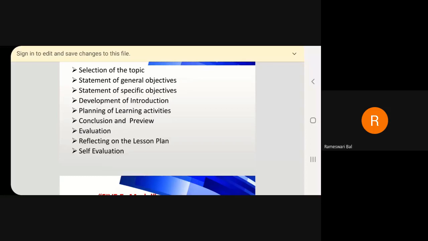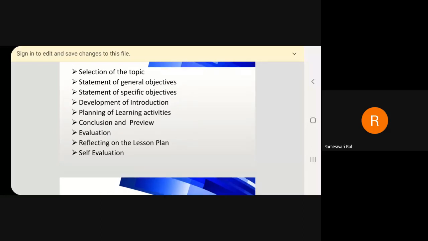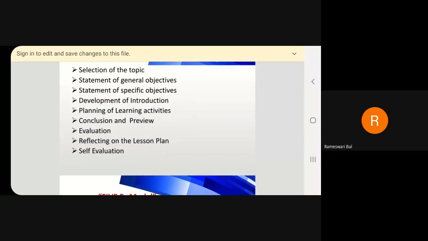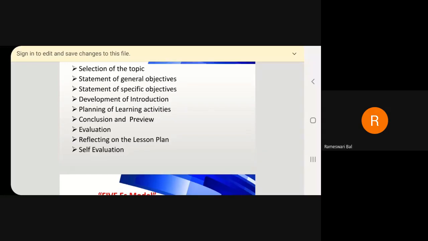Preparation of learning material is important, but more important is how we handle it and use it inside the classroom. Sometimes the teacher has prepared a very nice teaching learning material, but it is not properly used in the class. At the time of your presentation, you forget at which stage you have to use it, or even though you use it, you do not know how to handle it in the classroom.